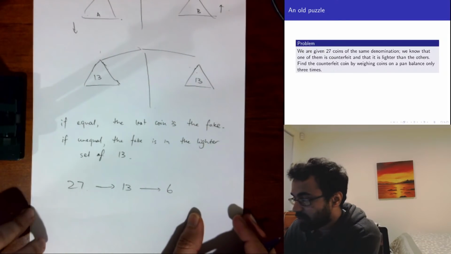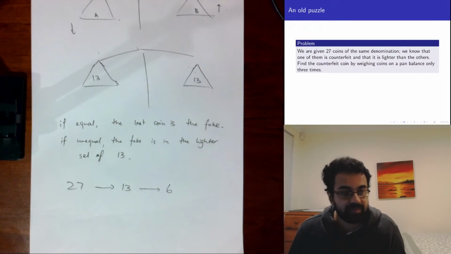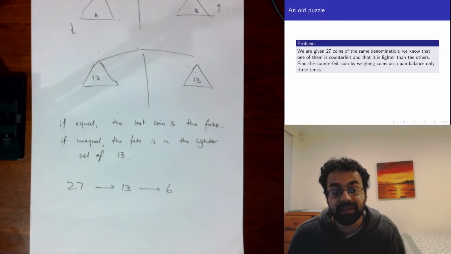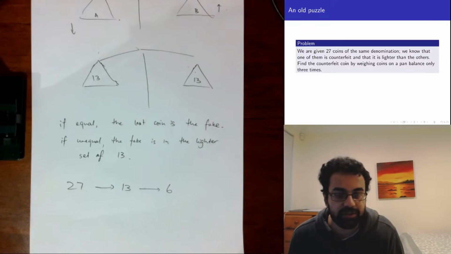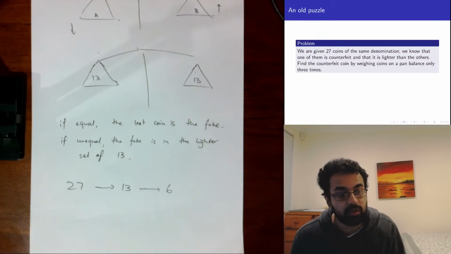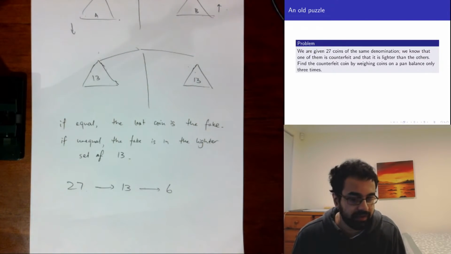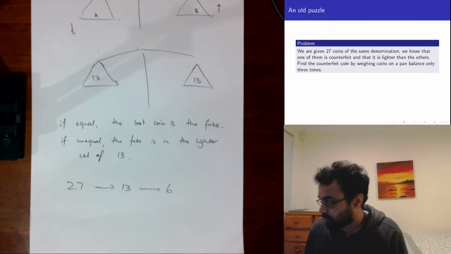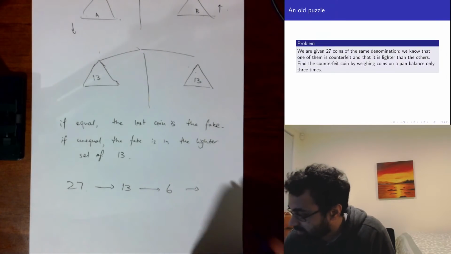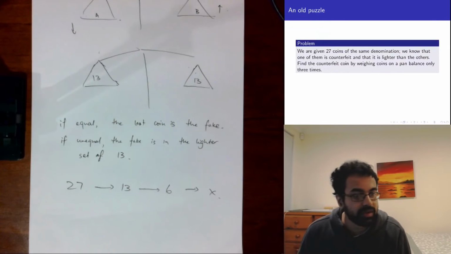But if you have 6 coins, and you only have one weighing remaining, that's going to be insufficient, right? You certainly can't get from 6 coins to which one is the fake in just one weighing. So, unfortunately, this way is no good.